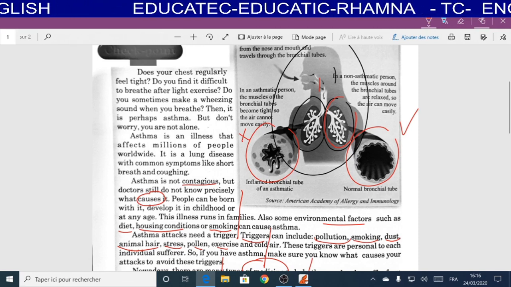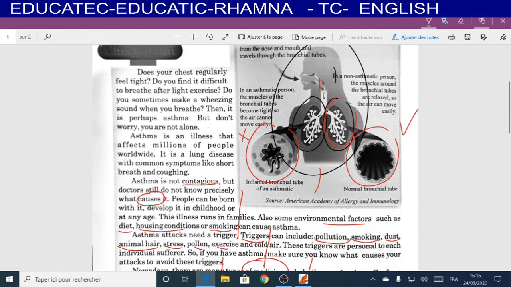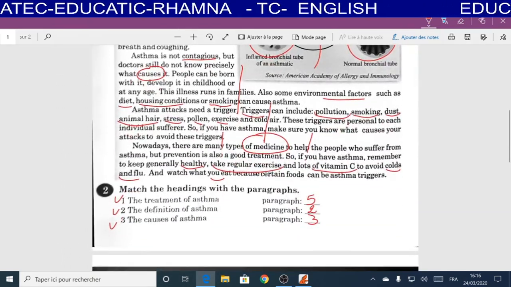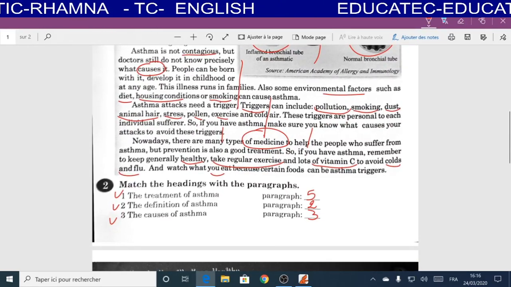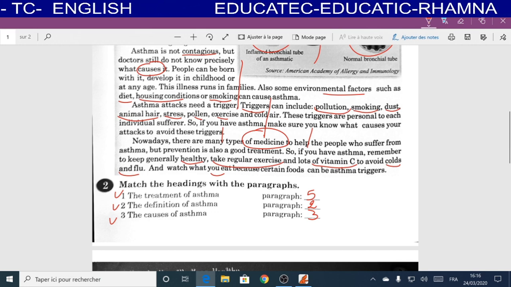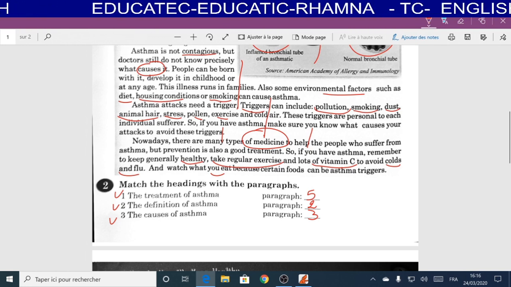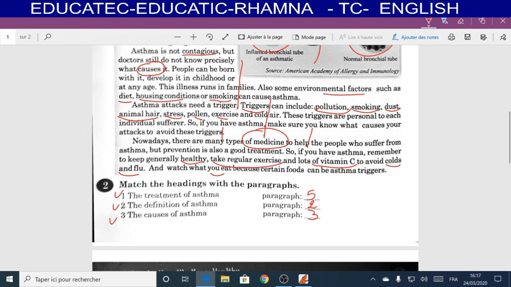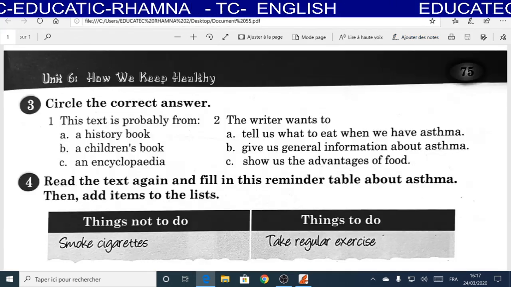And we have gone to the second activity, where we have the headings with the paragraphs. So we have 3 headings: the treatment of asthma, the definition of asthma, and the causes of asthma. So we said that this is paragraph number 5 and paragraph number 2 and paragraph number 3. So now we go to the next activity.